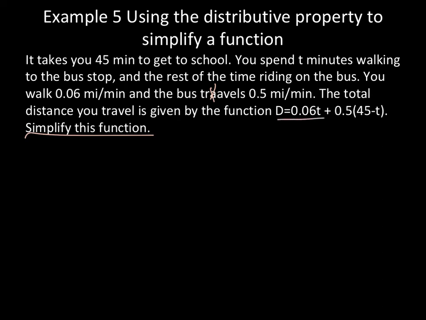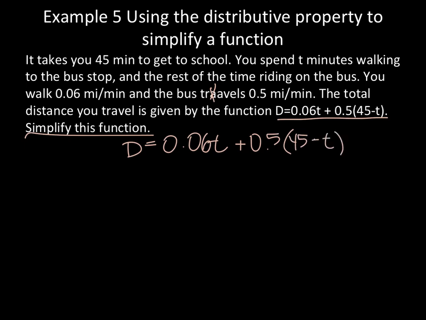So what I'm going to do is take this given function and simplify it by combining my like terms and getting rid of parentheses. So we have d is equal to 0.06t. A good thing to do is always just rewrite it, plus 0.5 times (45 minus t). Okay, and this is a distance formula. So what I'm going to do first is distribute this 0.5. And whenever you're distributing 0.5, you're just taking half of everything on the inside.